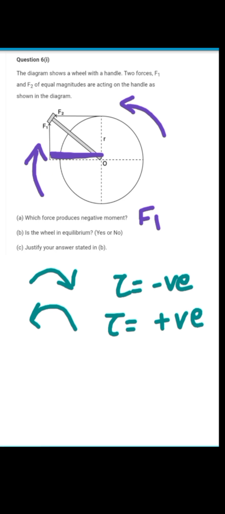So of course the perpendicular distances from the center of rotation are not equal. So obviously the object is not in equilibrium. I hope you will be able to write it in this manner.